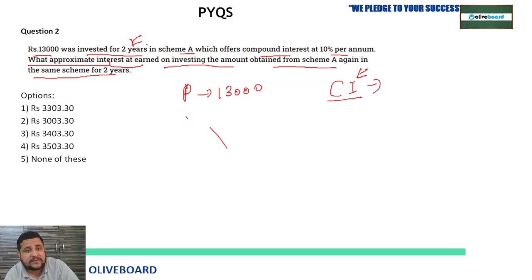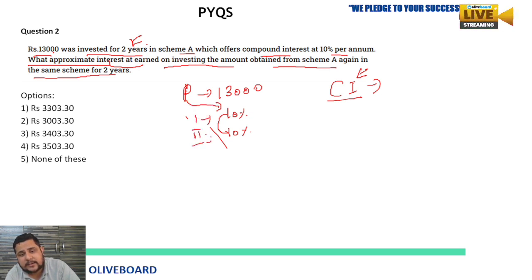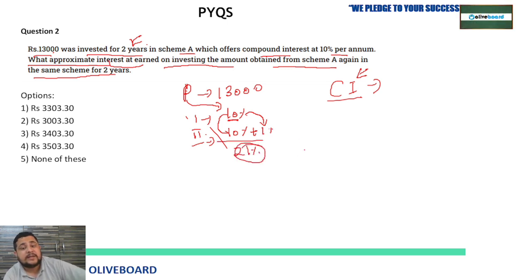He invested rupees 13,000 for 2 years. So first year he will get 10%, then second year again he will get 10%. So this is 10% and 10% on the principal. But in the second year he will get the interest on interest. In the first year he got 10%, so 10% of this 10% would be 1%. So overall 21% in 2 years. So 21% of 13,000 will be how much?